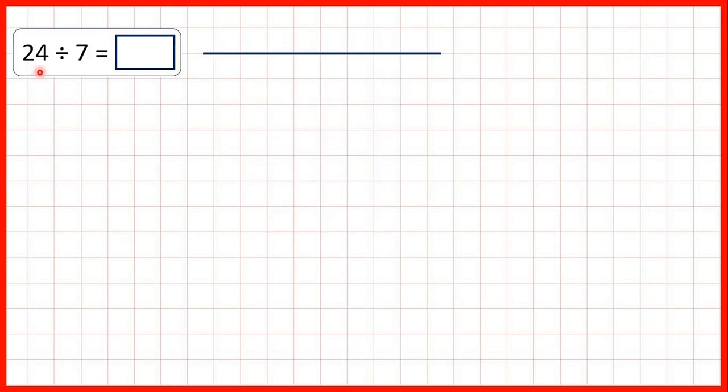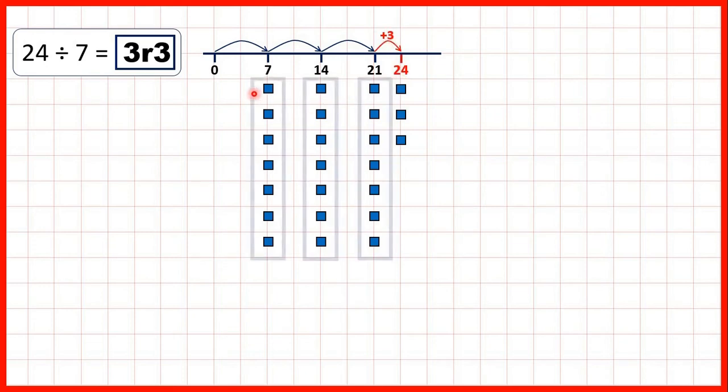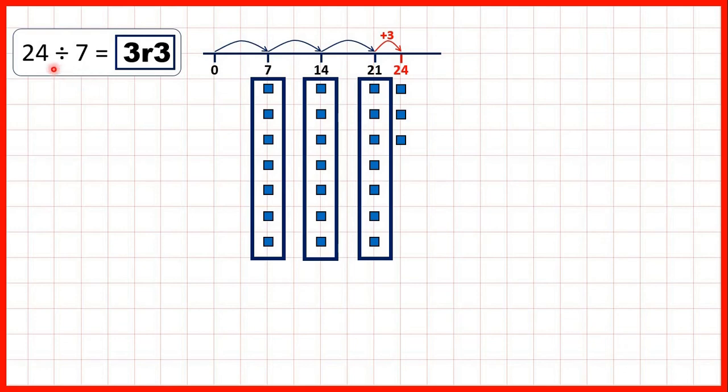The next question we looked at was 24 divided by 7. That was 3 remainder 3, because we could count 7, 14, 21. We knew that going to 28 would be too many, so we stopped at 21, then added another 3 to get to 24. Now looking at what we have this way, we've shared 24 counters into groups of 7. We have 3 groups and 3 that we can't share out, so we have 3 remainder 3.